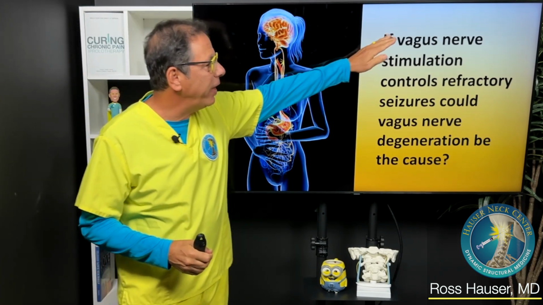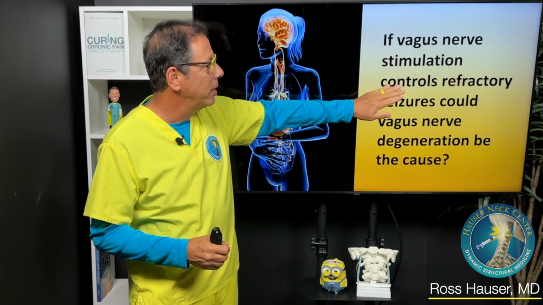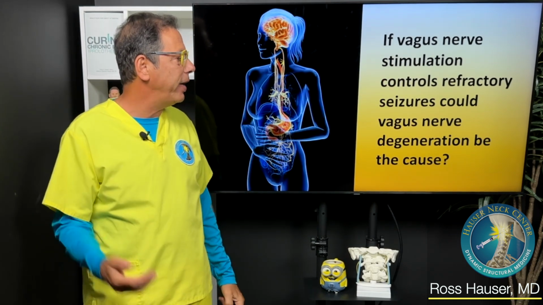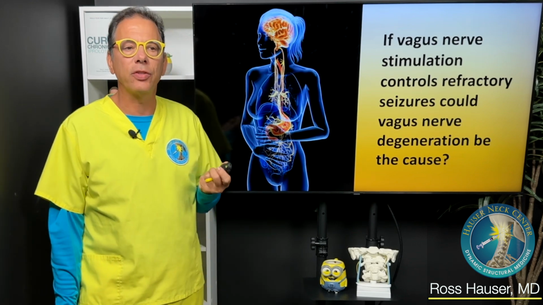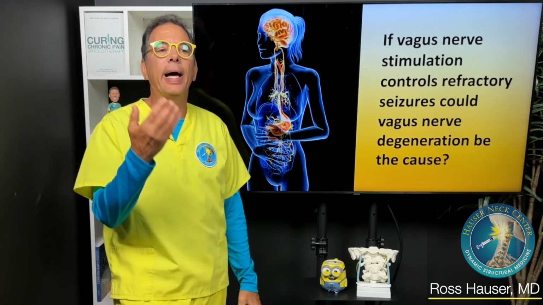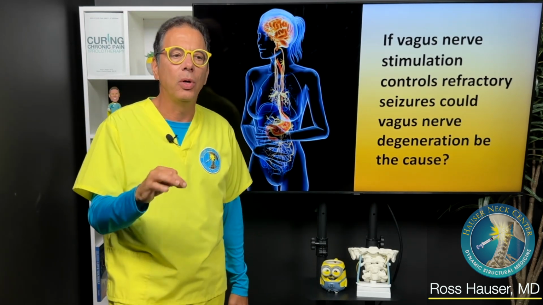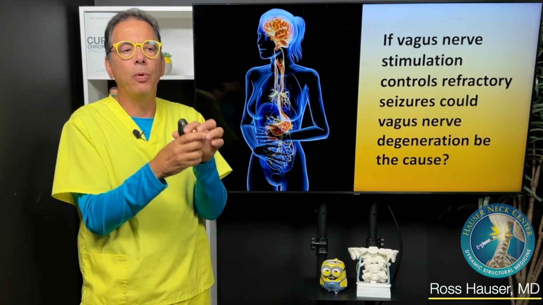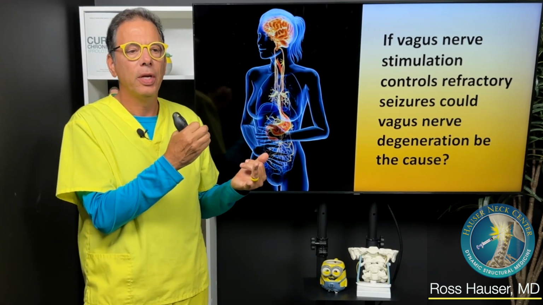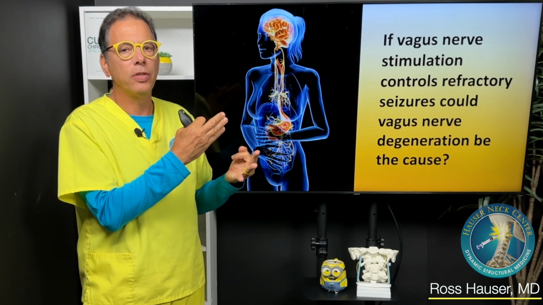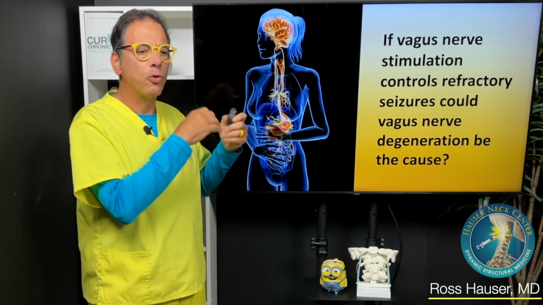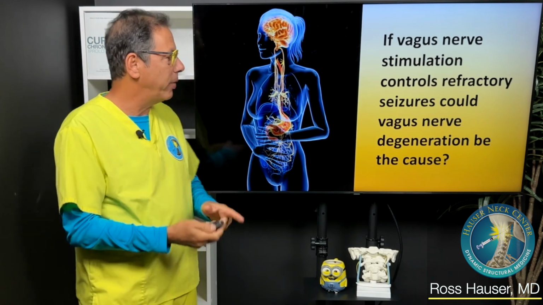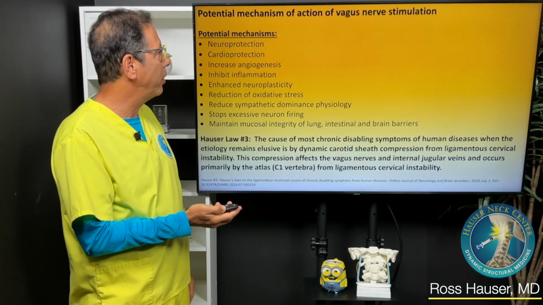So if vagus nerve stimulation controls refractory seizures, could it be that vagus nerve degeneration is actually the cause? And the way we document this is through ultrasounds of the vagus nerve, and we find that people with mental health conditions, seizure disorders, tremors, they almost always have degeneration of the vagus nerves.